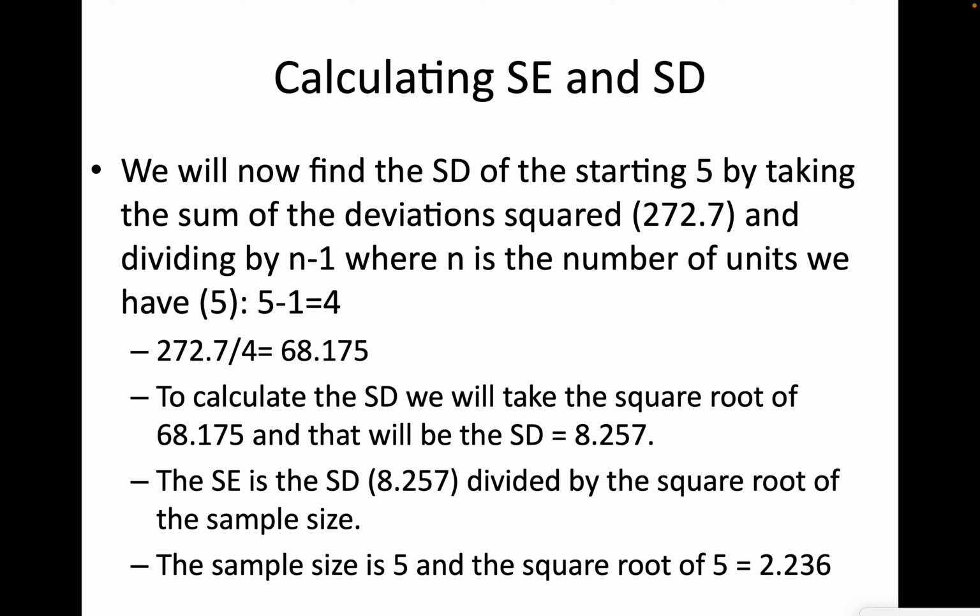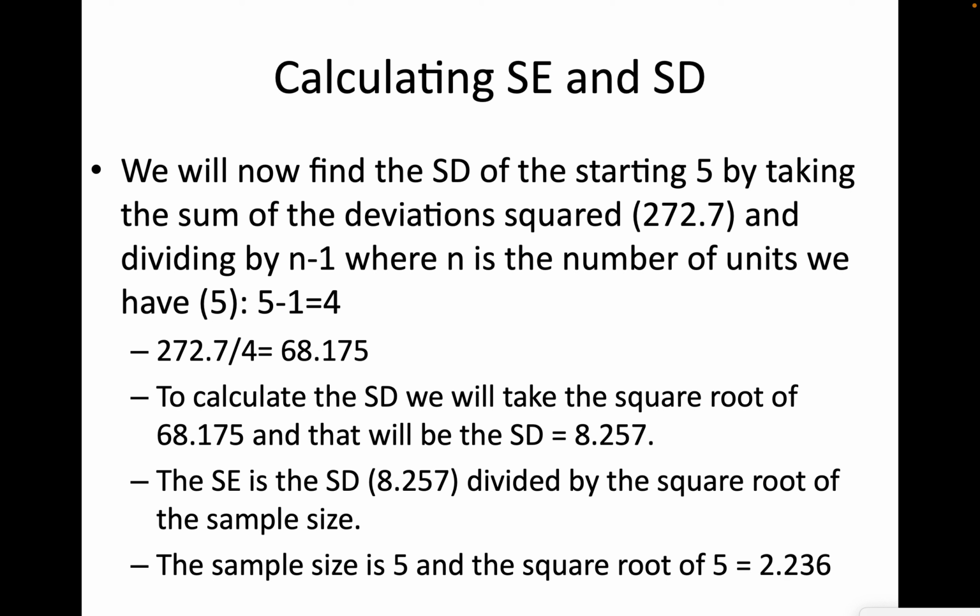We will now find the standard deviation of the starting 5 by taking the sum of the deviations squared, 272.7, and dividing by n minus 1, where n is the number of units we have. That's 5 minus 1 equals 4. So we divide 4 into 272.7, and we get 68.175. To calculate the standard deviation, we will take the square root of 68.175, and that will be the standard deviation.